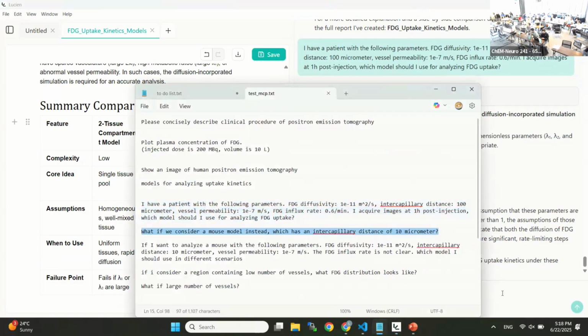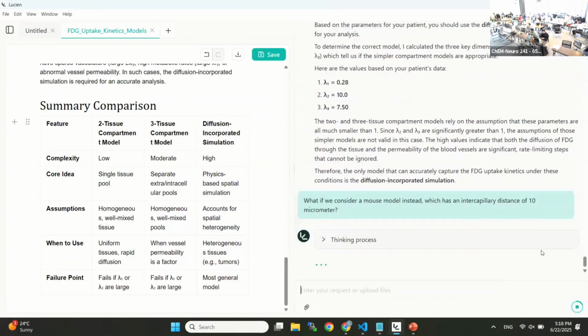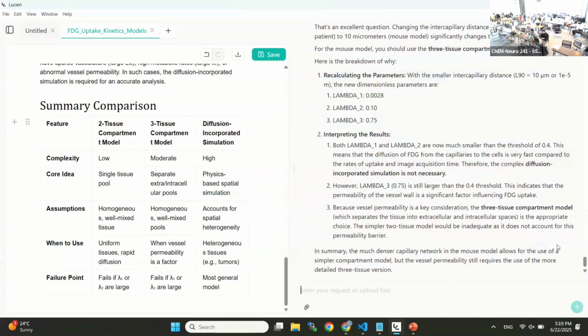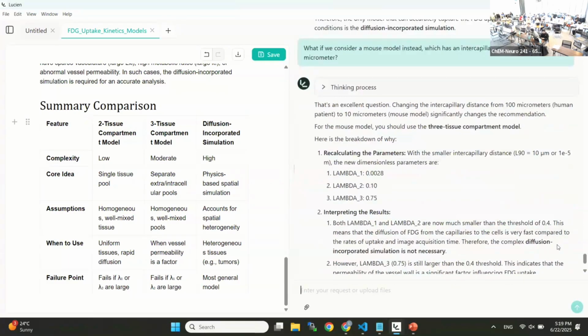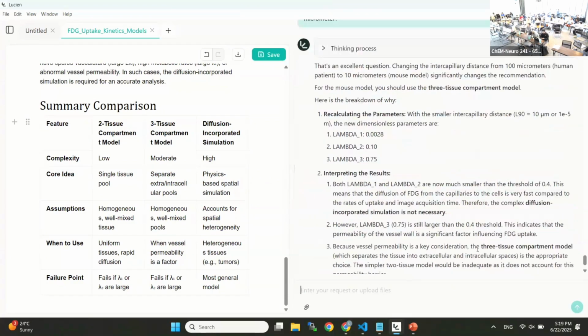Now we know we have this model to consider the cellular metabolism. Usually we have a lot of data from animal models, so I want to compare our results with the results from animal models. But for mice, the physiological environment is different. So I tell the AI that if I consider a mouse, which has a smaller intercapillary distance, then it tells me that in this case I can use a 3-tissue compartment model.